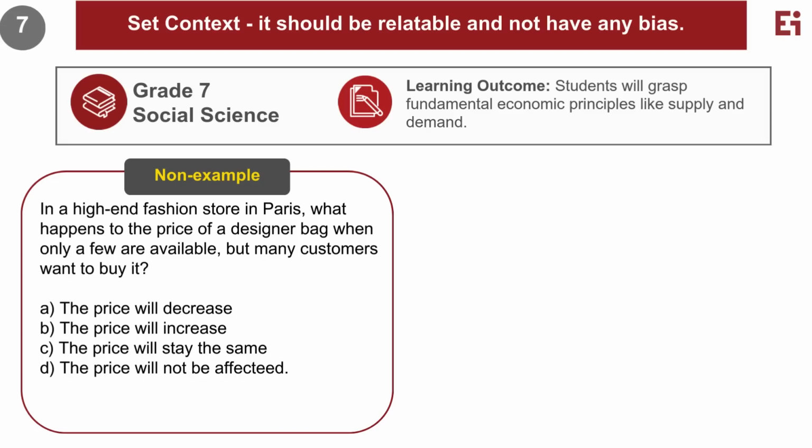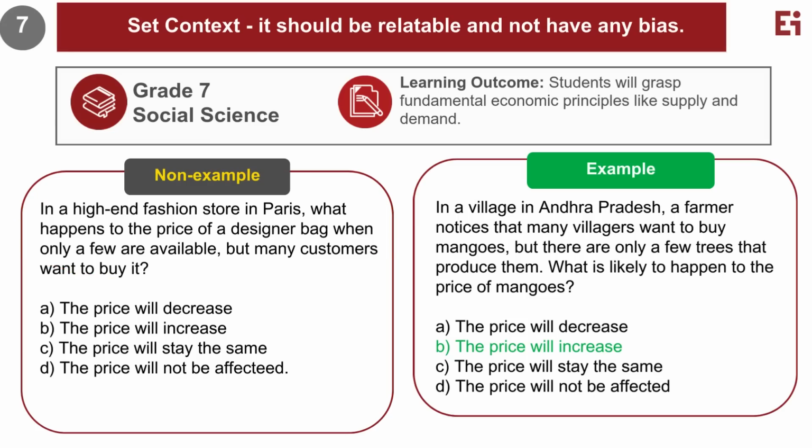Look at the example here. What do you think is the area of improvement in this question? The context is not relatable for grade 7 students in Andhra Pradesh. It introduces cultural and economic bias, which could confuse the students and affect their understanding of the question. Here, the question has been improved with a context that is relatable for grade 7 students in Andhra Pradesh. This makes the economic concept of supply and demand easier to understand without introducing any bias.